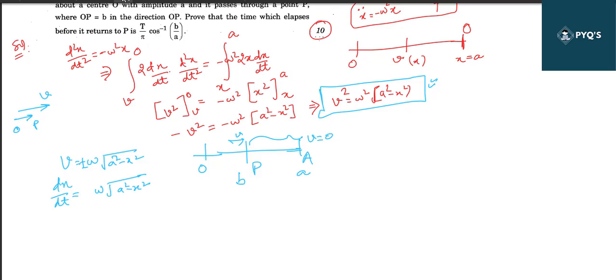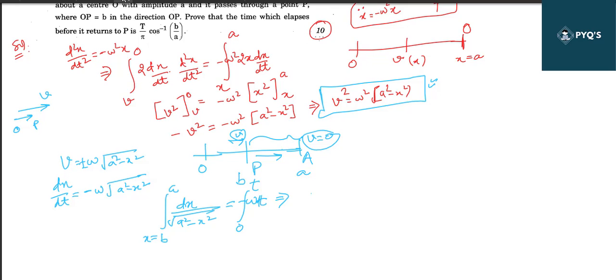Now you can see the velocity is decreasing from here to here. So we'll take the negative sign here, because from P to A velocity is decreasing. Here velocity is v, here velocity is 0. So we'll take the negative part. Now we'll separate by the variable separable method. dx over root of A square minus x square equals minus omega dt. Now we'll integrate from x equals B to x equals A, and suppose time taken from B to A is 0 to t.